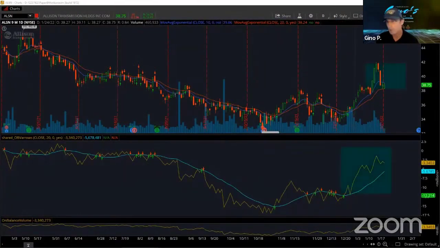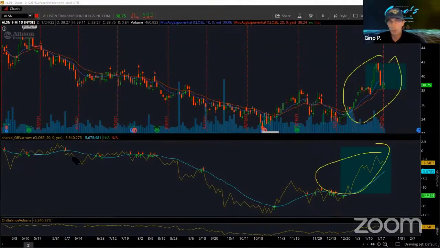Here's one from the stock and options report: Allison Transmission. Volume is above the 20. You can see that's being accumulated. The buy volume's dominating. The stock has pulled back to the 20. We know that even though it's pulled back, buy volume's dominating. Excellent area to put a trigger above that. That's what you want to see: price action's there, volume's there.